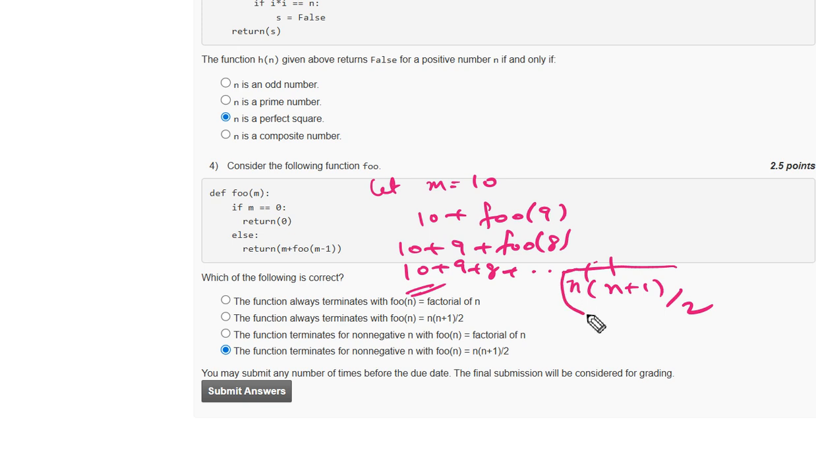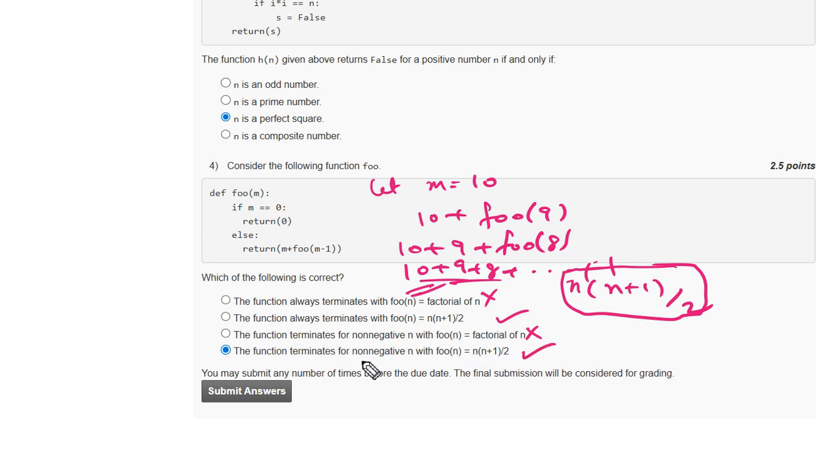So here we need to find out the correct answer. First, let us see this option. The function always terminates with foo of n equal to factorial of n, but we are not getting factorial at all, so it is wrong. The function always terminates with foo of n equal to n into n plus 1 by 2. So this may be correct. For a while, assume that this may be correct. Next, the function terminates for non-negative n with foo of n equal to factorial of n. This is wrong. The function terminates for non-negative n with foo of n equal to n into n plus 1 by 2. So this could also be correct.